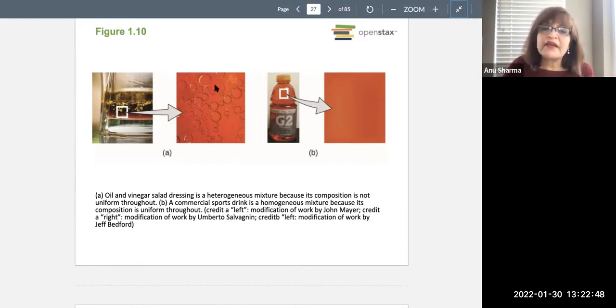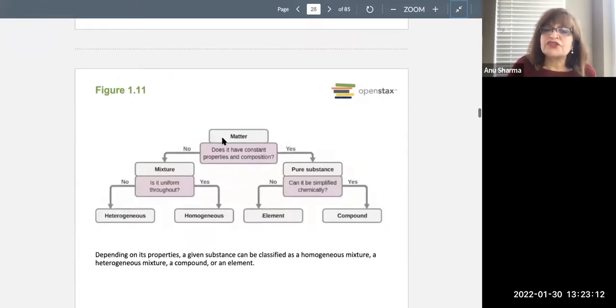On the other hand, here you have wine or vinegar and you added oil to it. Oil and water or vinegar don't mix, and oil and wine don't mix. So here is this wine, and here are the oil droplets floating on the top. So in this case, this is a heterogeneous mixture.